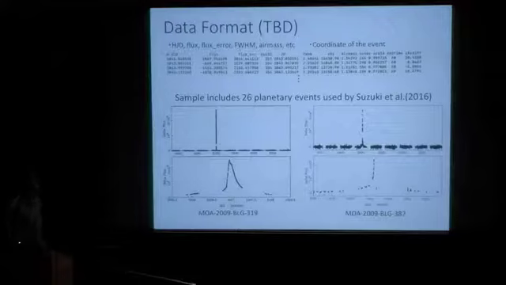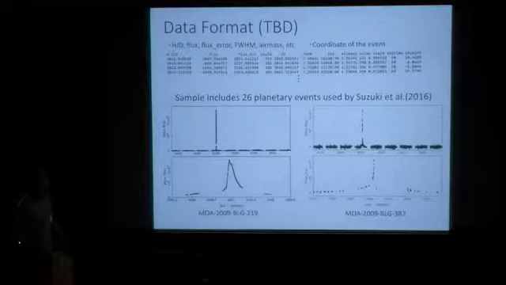26 planetary events, which were used by the statistical study by Suzuki et al. 2016, such as this MOA-2009-BLG-319 and MOA-2009-BLG-389 on the right. So after the data release, you can play around with this data.